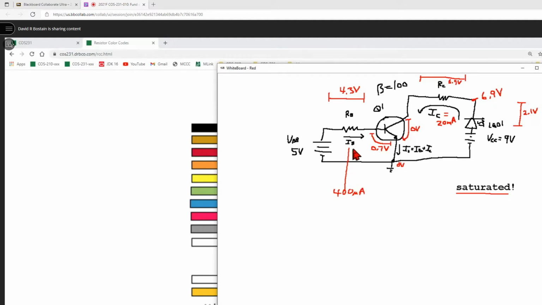Because if we multiply that times beta, we're going to get 40 milliamps, which is bigger than this. That allows for imprecise selection of our resistors and everything. We could narrow it down to a smaller number. We could make it a bigger number. But for our purposes, that's the algorithm. Take the current you want in the collector, if you want to guarantee saturation, divide it by beta.